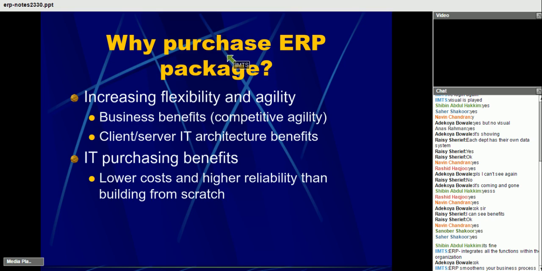Then why purchase an ERP package? Why should you purchase the ERP package? It increases flexibility and agility, business benefits, competitive agility, client server IT architecture benefits, IT purchasing benefits, lower cost and higher reliability than building from scratch.